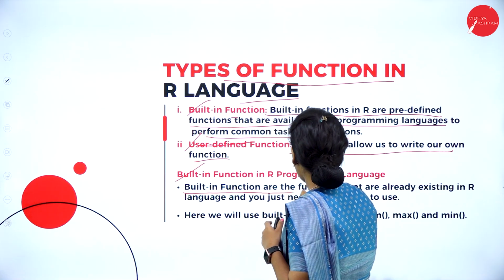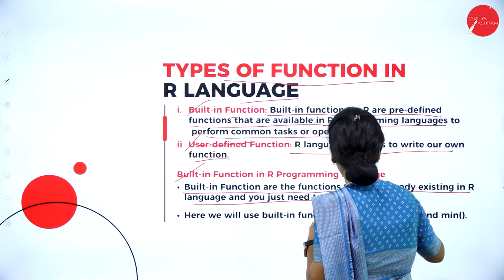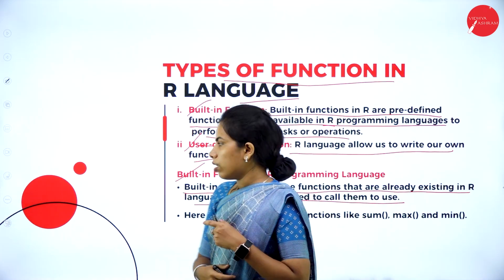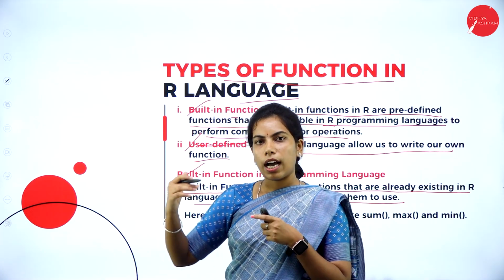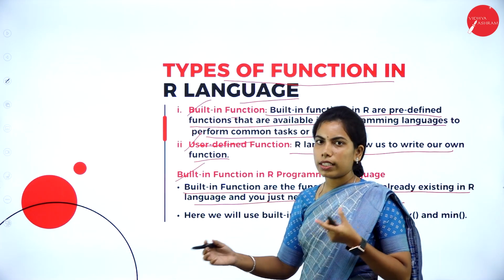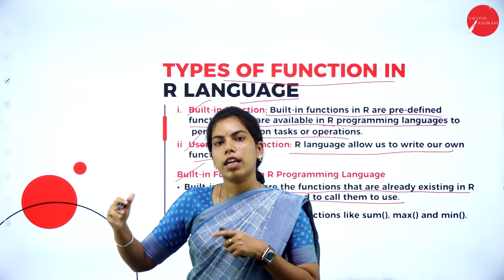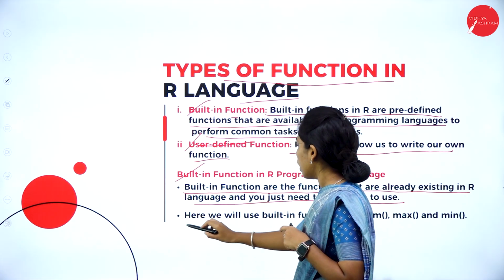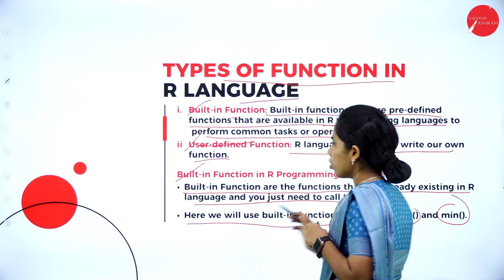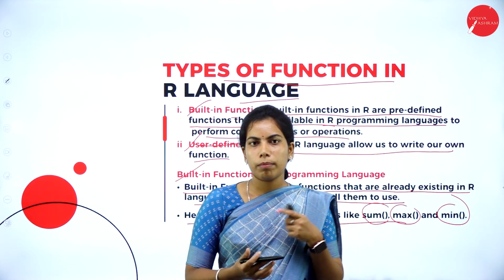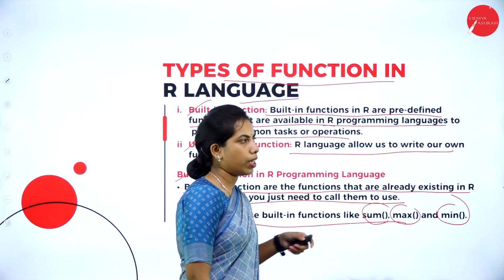Built-in functions are the functions that already exist in the R language, and you just need to call them to use. It's already built in, meaning inbuilt functions, already done by the R programmers. So we have to call that inbuilt function name like sum, square root, absolute. These are all inbuilt functions. In the next slide we can see. Here we use inbuilt functions like sum, max and min. Min means the minimum number will be displayed. Max means the maximum number will be displayed. For sum we need numbers that will be added and printed.